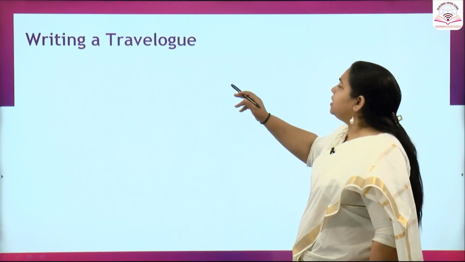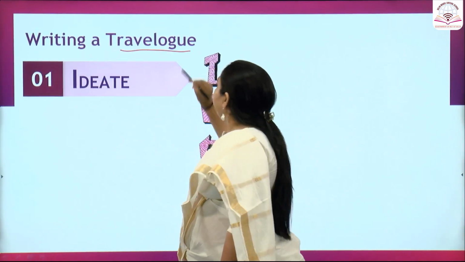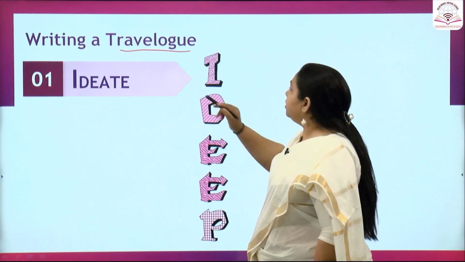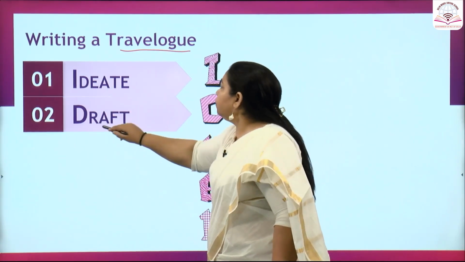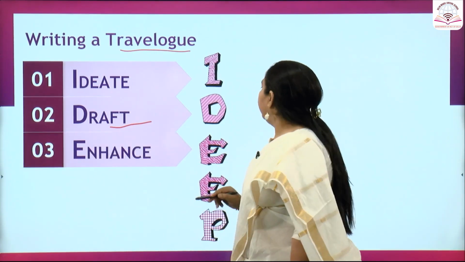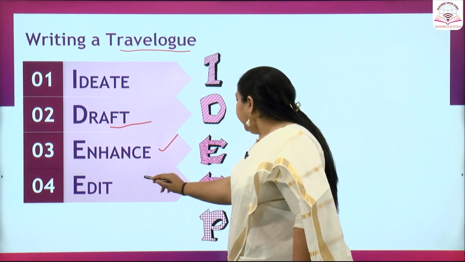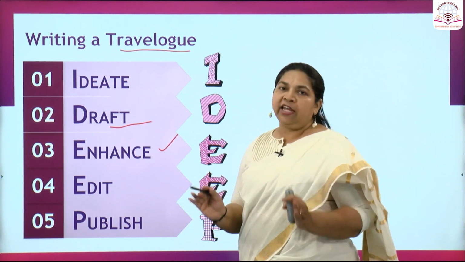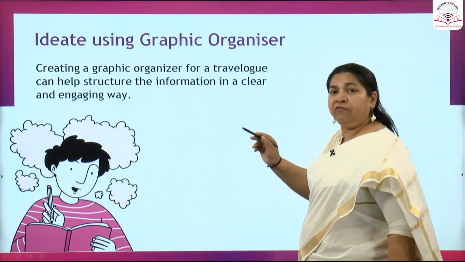Now, let's see how we write a travelogue. Writing a travelogue involves different steps. The first step is to ideate. The next is to form a draft. Next is to enhance our draft, edit our draft and then publish. Okay, let's talk about them one by one.